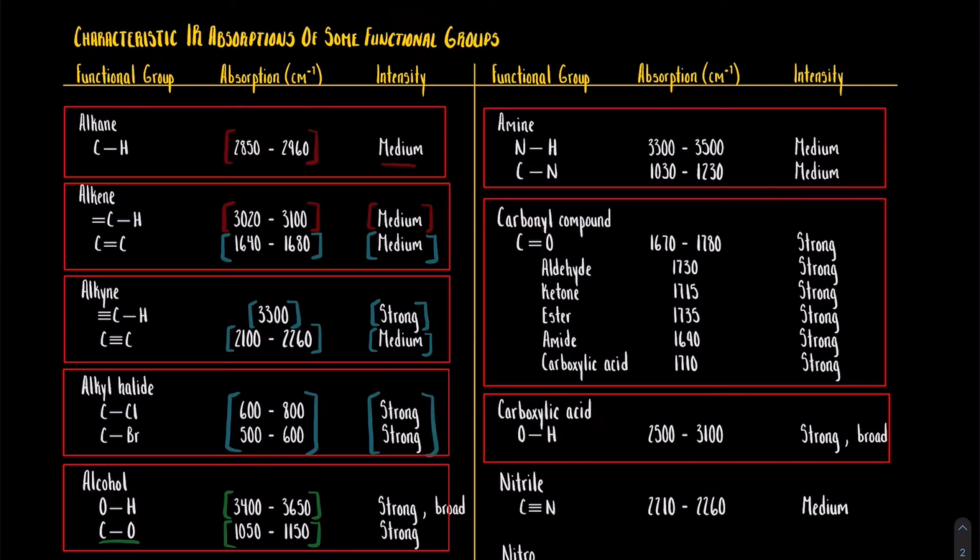Now I've gone ahead and boxed in some of the most important ones: alkanes, alkenes, alkynes, alkyl halides, alcohols, carboxylic acids, carbonyl compounds, and amines. These are some of the most important absorption spectra to remember moving forward.